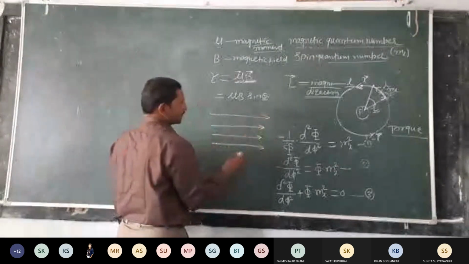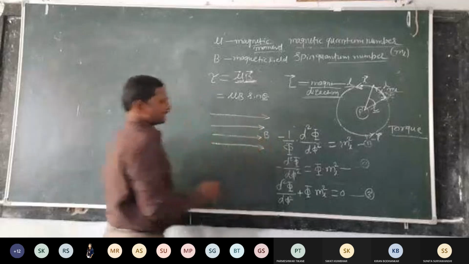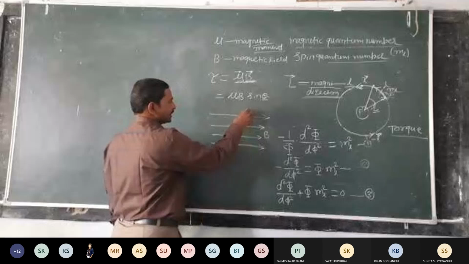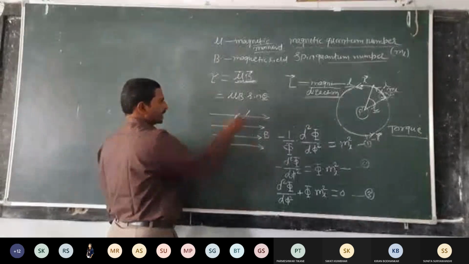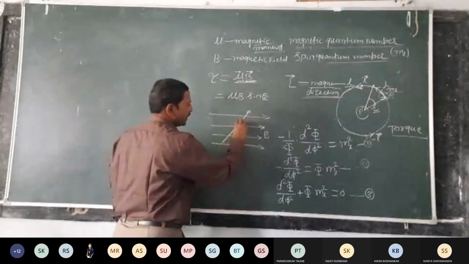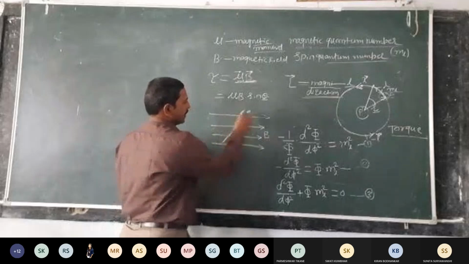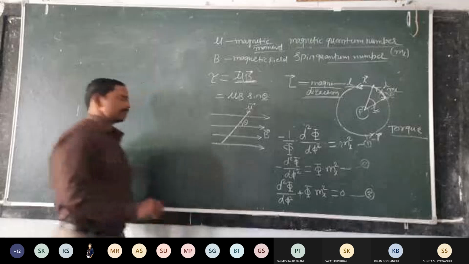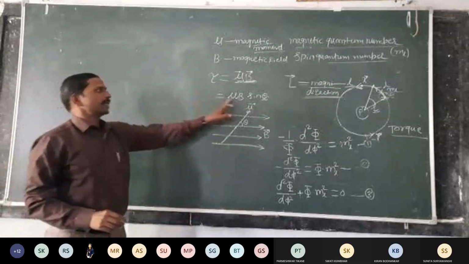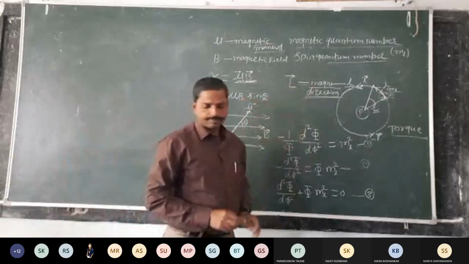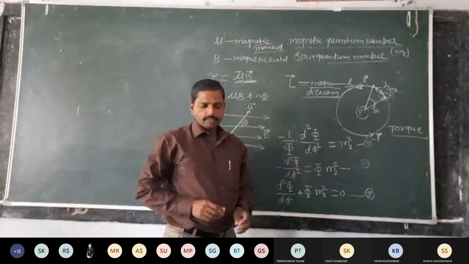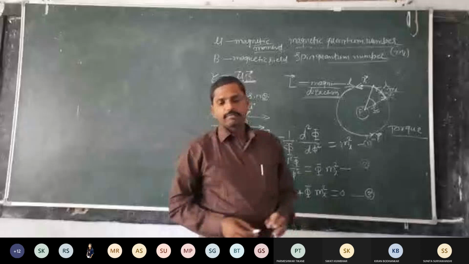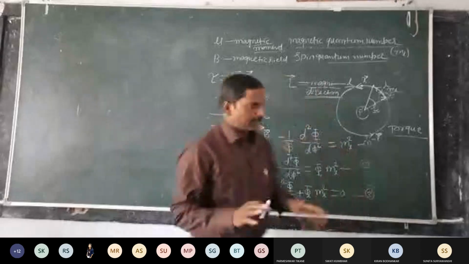Now see how this theta is taken. Let this be the magnetic field B, and if my magnetic moment is along this direction, and this angle is theta, let this be the vector mu and this the vector B. So this tau can be written as mu B sin theta, mu B sin theta.